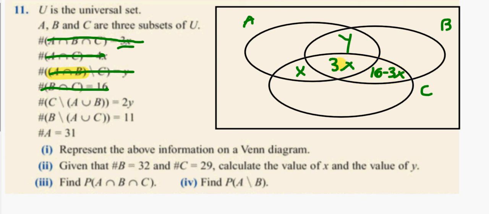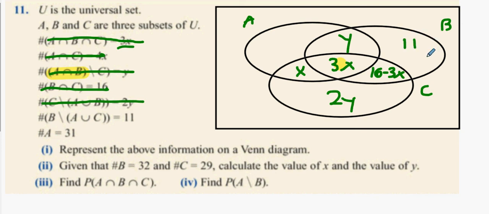Now, next one. Everything that's in C that's not in A union B. Has to be in C, but it cannot be in A union B. That's that region here, isn't it? What goes in there? Anybody? y. No better. Now, everything that's in B that's not in A union C. This part, oh wait, yeah, here. How much is that? 11.